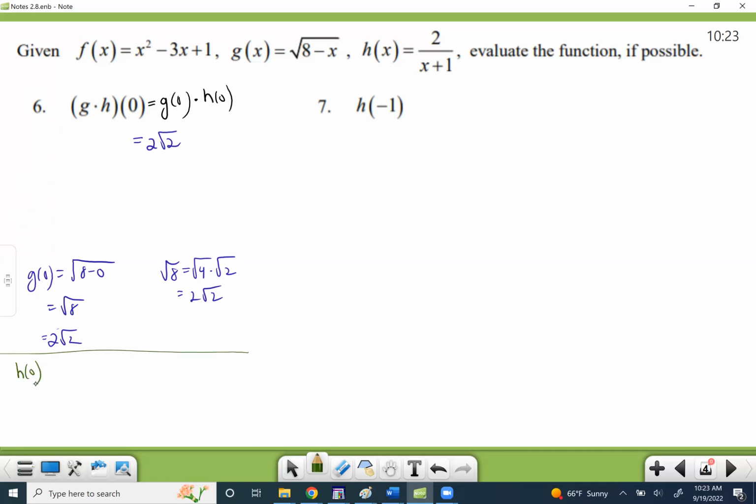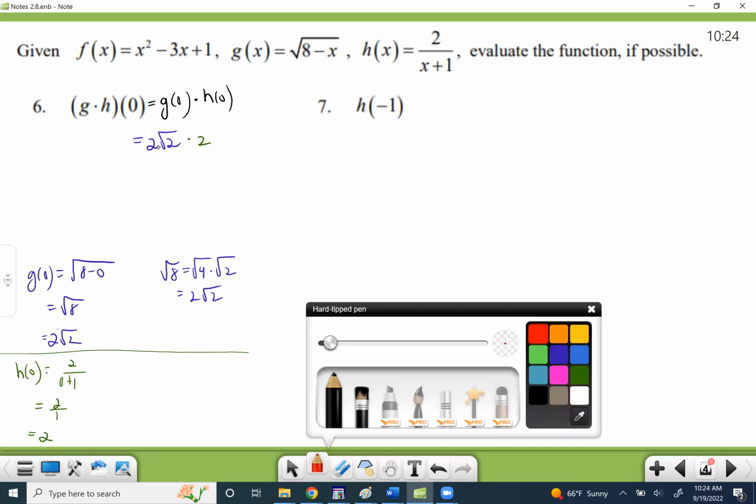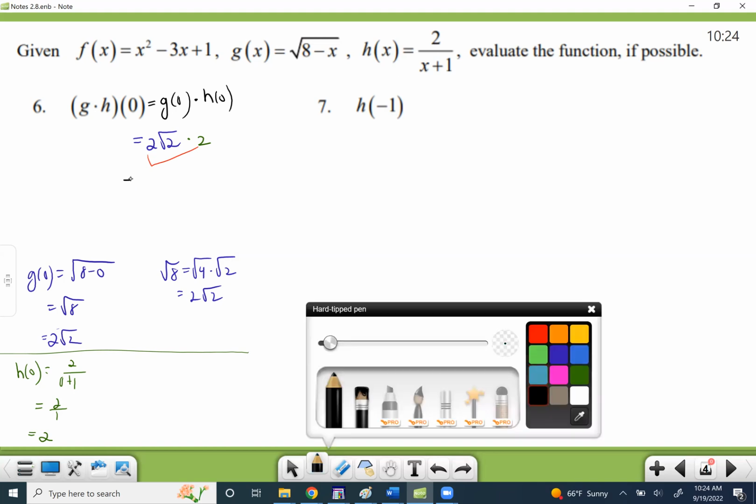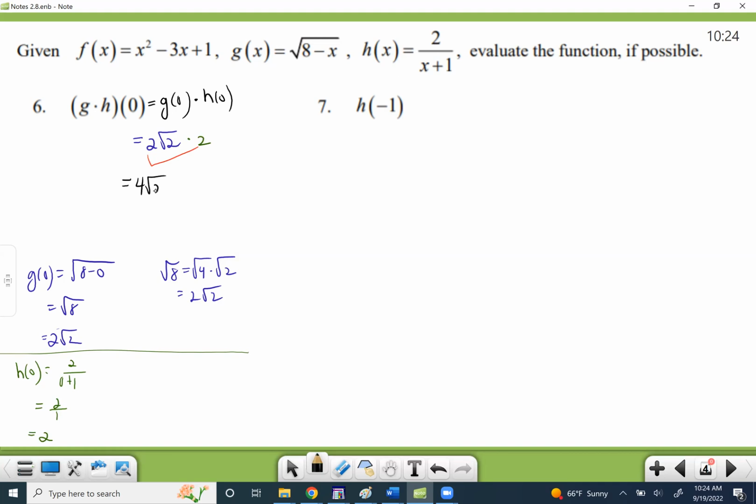So h of 0 means plug 0 into the function h. That's the first time we've used h. So 2 over 0 plus 1 would just be 2 over 1. And 2 divided by 1 is 2. So this is going to multiply by 2. Now remember, when multiplying, it's only these two numbers that multiply by each other. So 2 times 2 is going to get us 4. And the root 2, just kind of bring it along.